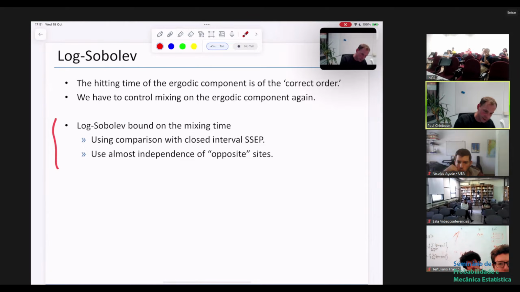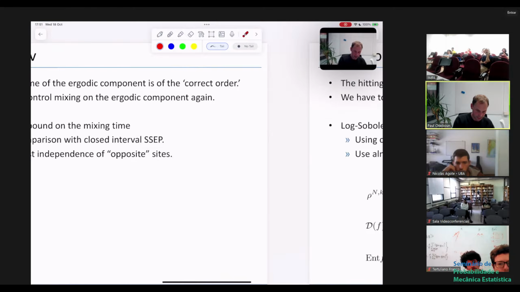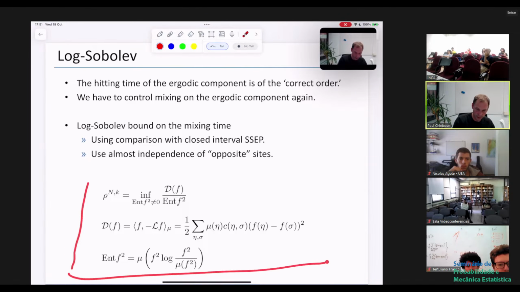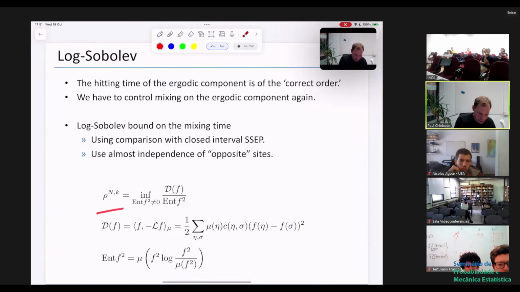For this, we use bounds on the log Sobolev constant and comparisons with the simple symmetric exclusion process on the interval. So what's the trick here? First, there's not enough time for people who haven't seen it. For people who've seen it before, this is just the definition of the log Sobolev constant.